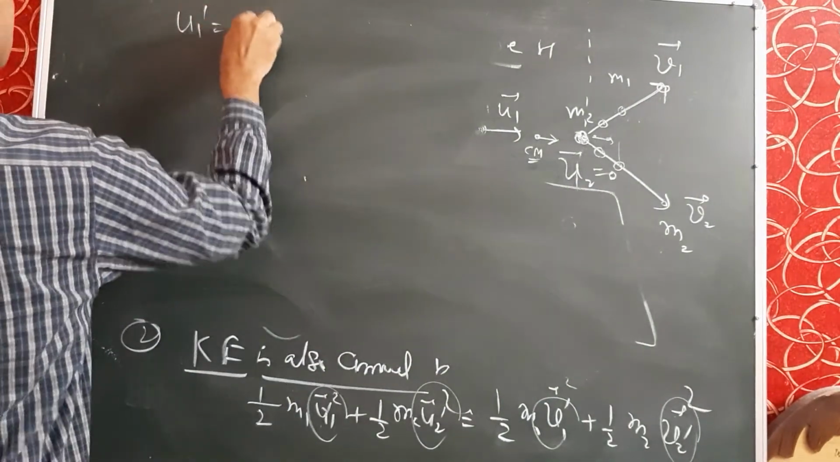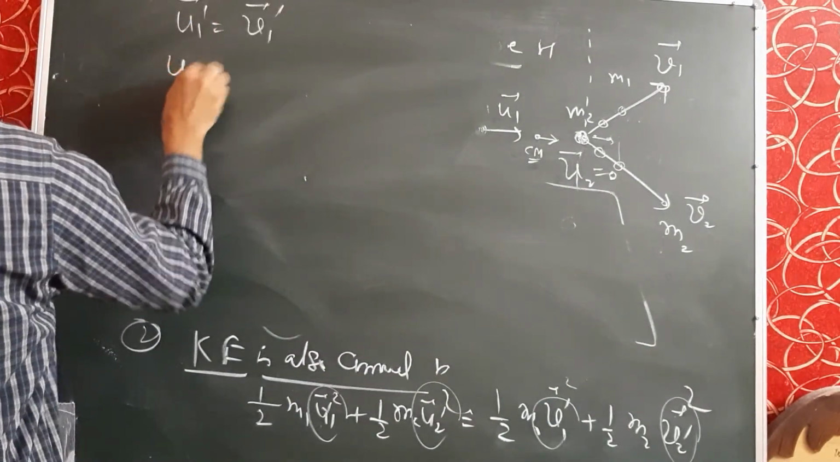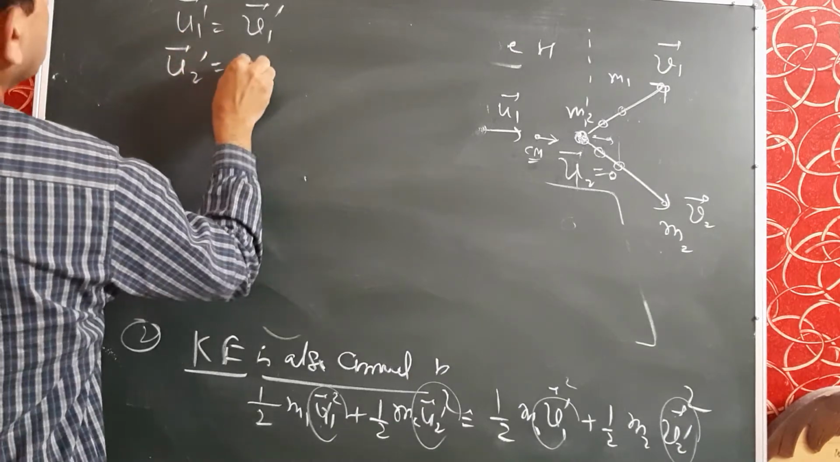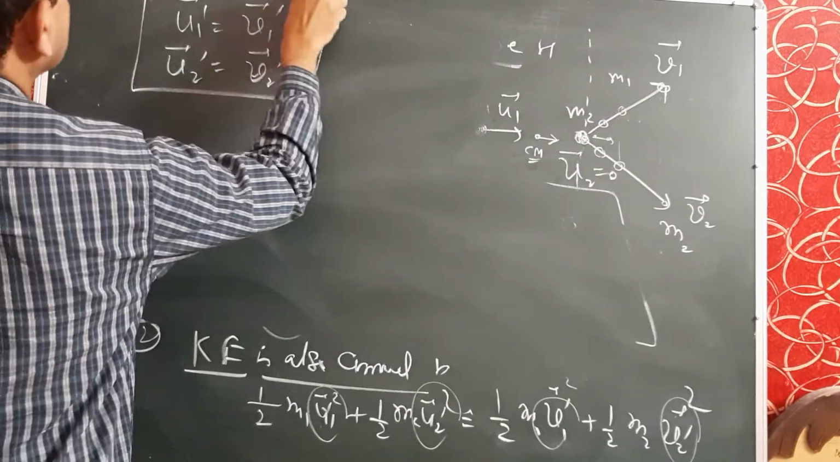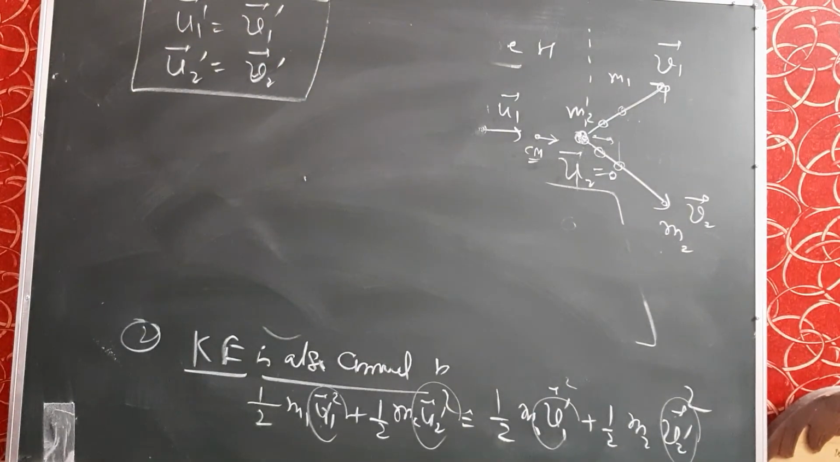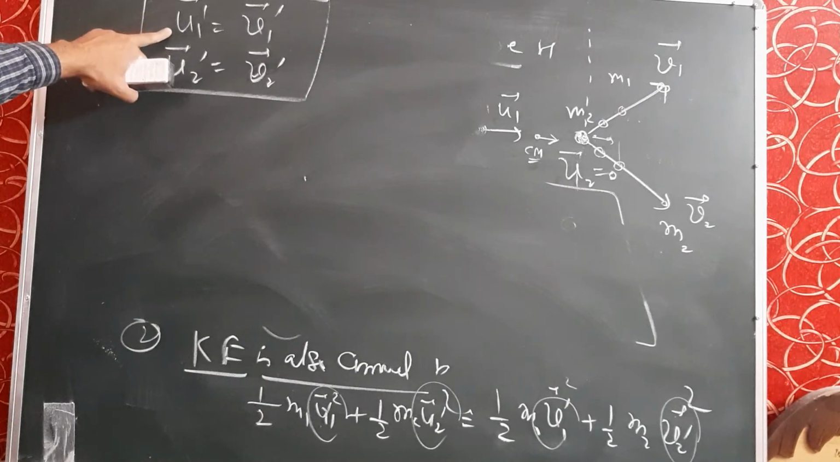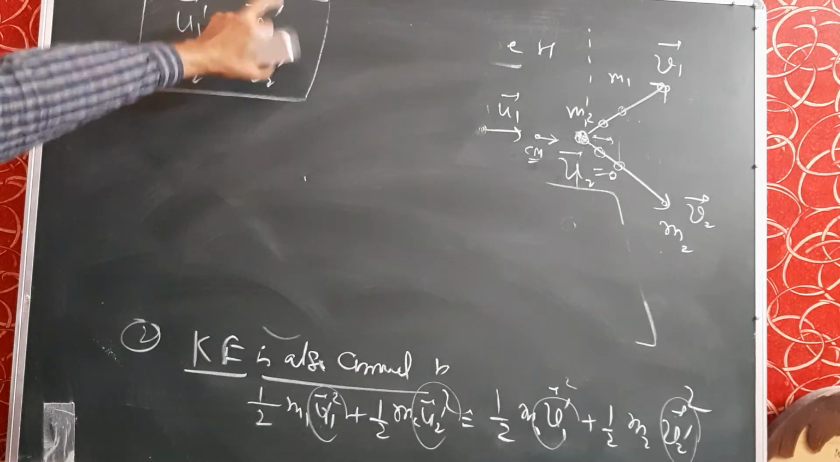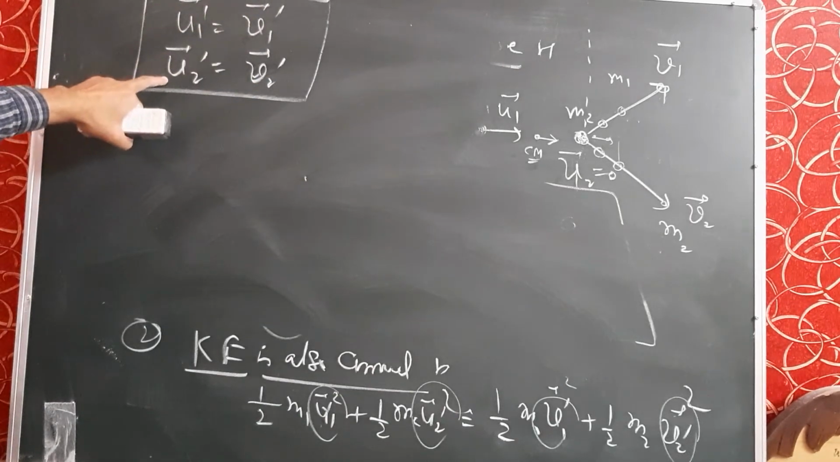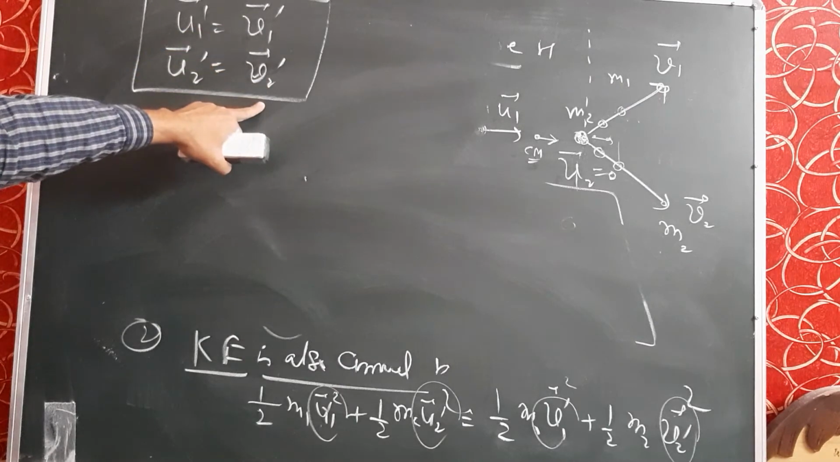u1 dash is equal to v1 dash. You may solve it by yourself, and u2 dash is equal to v2 dash. These results will be obtained on putting the values of all these velocities in the equation of kinetic energy. So, these will be the answers, that is, the velocity of the first particle before collision is equal to the velocity of the first particle after collision, and the velocity of the second particle before collision is equal to the velocity of the second particle after collision.